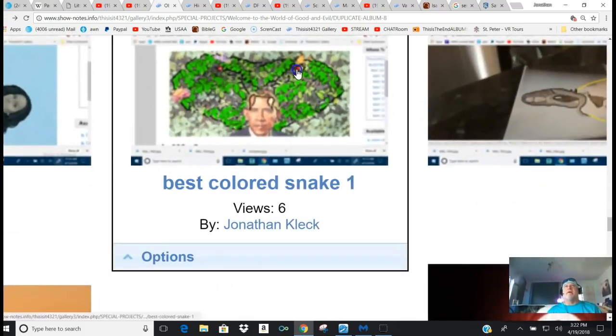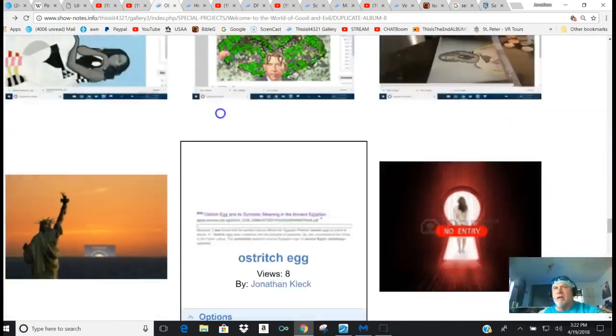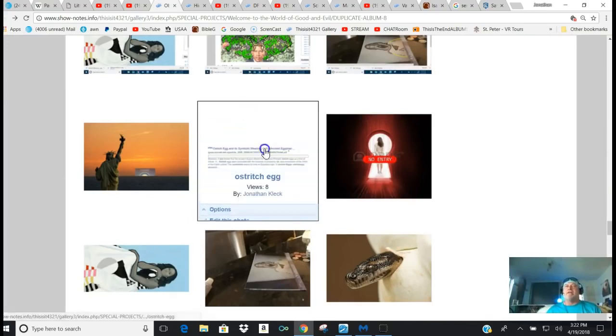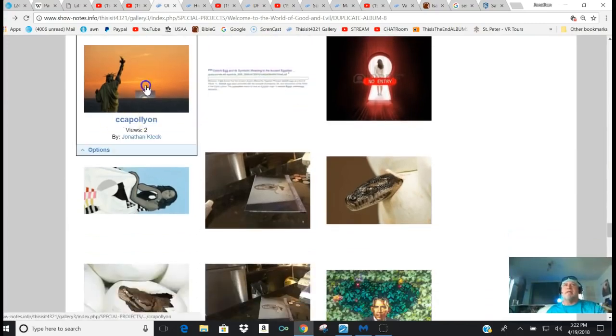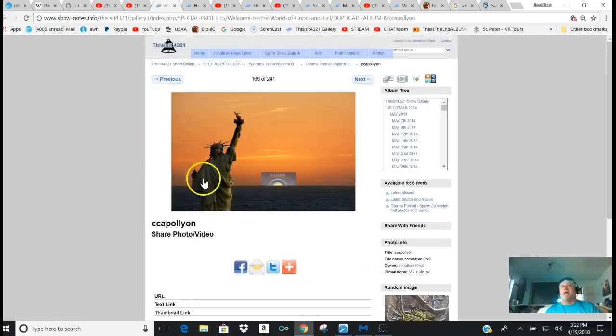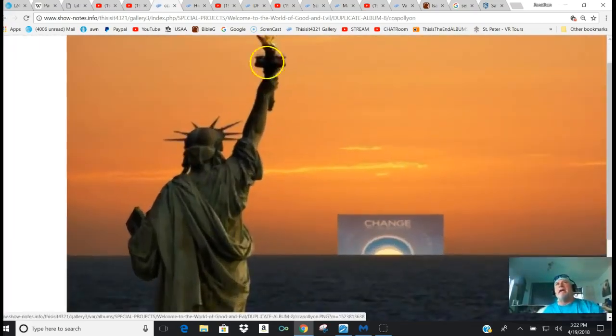He's the serpent from the garden. There's the eye, there's the fangs. And there's a sperm on his face, and there's a serpent eating a smaller sperm. No doubt about it. The ostrich egg represents the resurrection of the Christ. Here is the Queen of Heaven, the Statue of Liberty, holding a penis in her hand. There it is. See the penis right there in her hand.